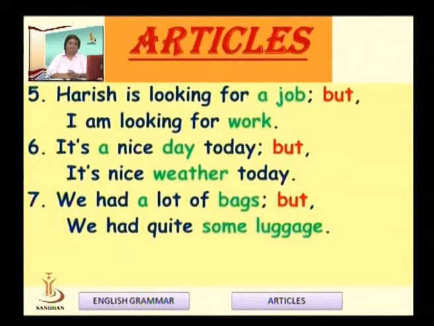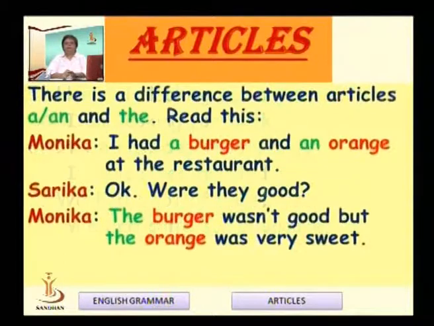Okay, so I hope, friends, this particular concept is becoming clear in your minds, that when there is a countable noun, we use an article. When there is an uncountable noun, we do not use the article. Alright, so let us go ahead. Now, this is an important point. There is a difference between articles a and the. To understand this difference, on your screen there is a short dialogue that I have given. It is a short dialogue between Monica and Sarika, two friends.